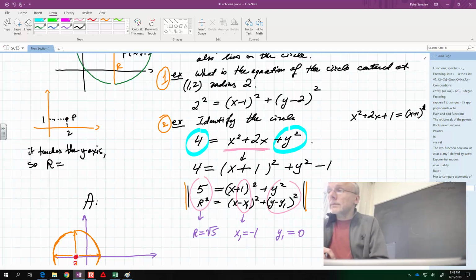Y-axis, not x-axis. 2, right. So the radius is 2. This is how it touches, like this. Okay, so just indirectly you have to figure out what the missing information is. Okay, so I'll see them all.